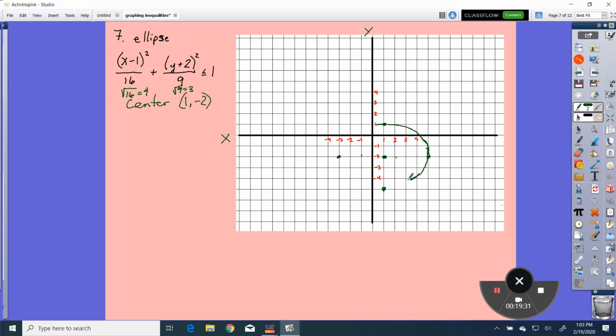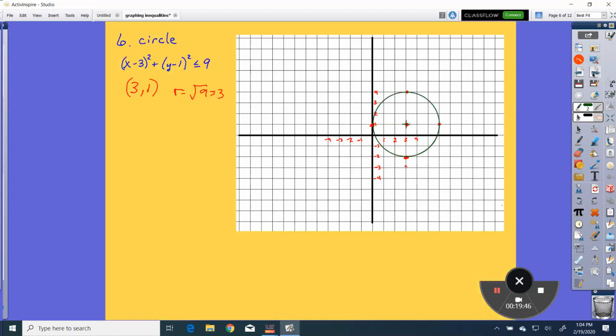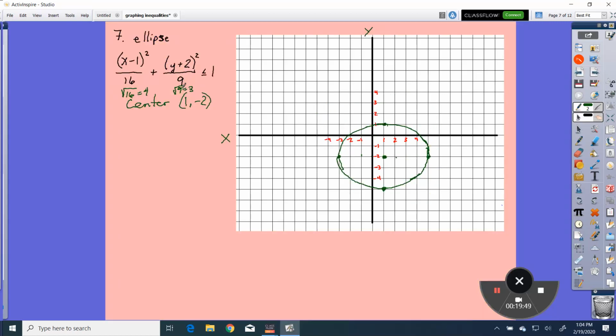Okay. Again, you're just going to do the best you can, okay? And since it was less than or equal to, it's a solid line. I better check the others, make sure I didn't mess up on those. So those are all solid lines. Oh, I didn't shade the other ones.